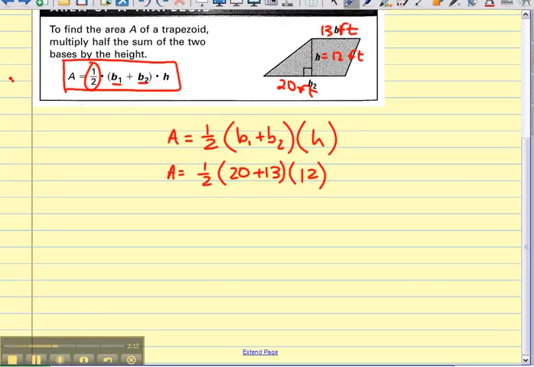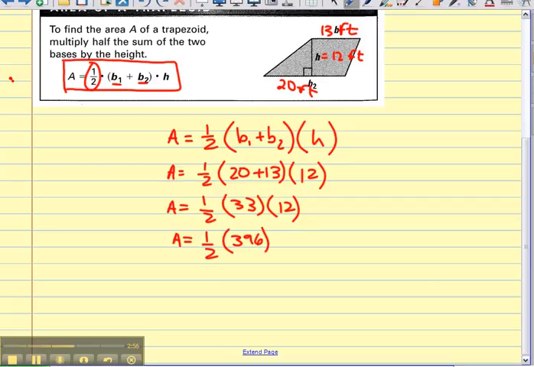And you said add the two sides together, or the two bases. So that's 1/2 times what? 33 times 12. What do you want to do next? Multiply 33. You want to multiply 33 times what? Times 12? You've got a calculator. Tell me what you get. 33 times 12. 396, right? All right, so now we've got 1/2 times 396.